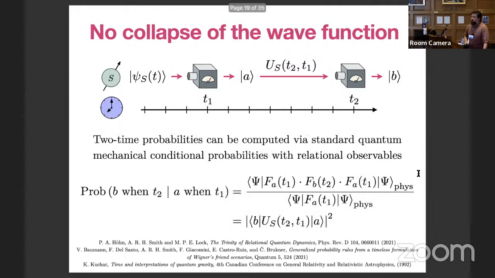But what you could do is just ask, well, what's this two-time conditional probability? What's the probability of B when the clock reads T2, conditioned on A when the clock reads T1? And again, just using the standard Born rule and expressions for conditional probabilities, you can recover the correct propagator again. So you don't actually have to talk about this big physical state actually collapsing anywhere.